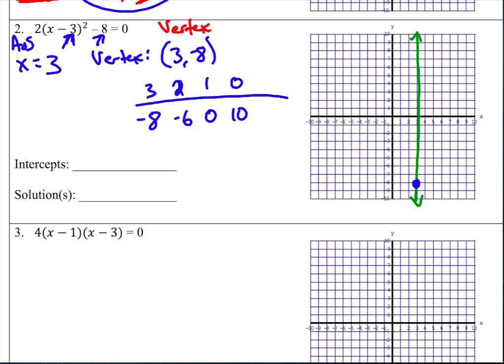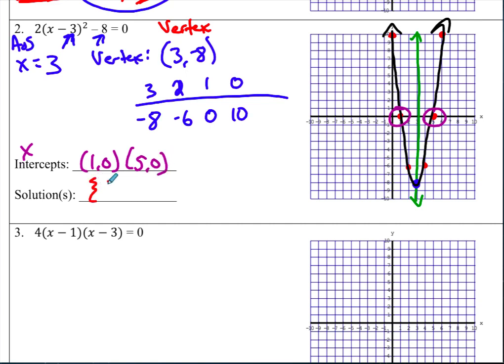So I can go ahead and plot my points: 2, negative 6, 1, 0, and 0, 10. And then I can do my mirror image. So I've got one here, here, and here. I can draw my graph to finish my graph. And then I can look for those solutions. Remember, I want to know those x-intercepts. Well, it crosses at 1 and it crosses at 5. So I have the points 1, 0, and 5, 0 as my intercepts. And that means my solution is 1 and 5.